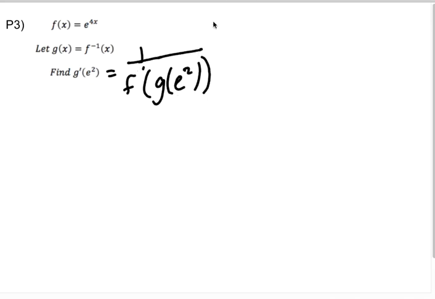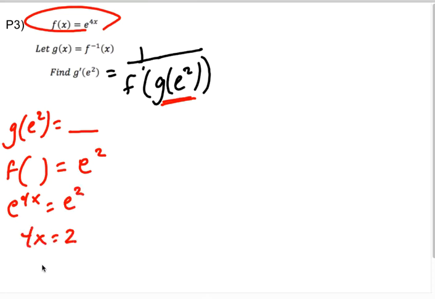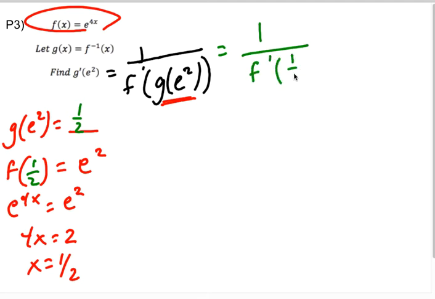The second thing I need to do is find what g of e squared is, right? So we're saying g of e squared is some mystery number I don't know. Well, that's saying f of some mystery number is e squared. Since I have the formula for f, I say, okay, cool, e to the 4x is equal to e squared. That means 4x is equal to 2. My x must be 1/2. So once I know that f of 1/2 equals e squared, I know that g of e squared must be 1/2. Great. So now I'm at the point where I have 1 over f prime of 1/2.